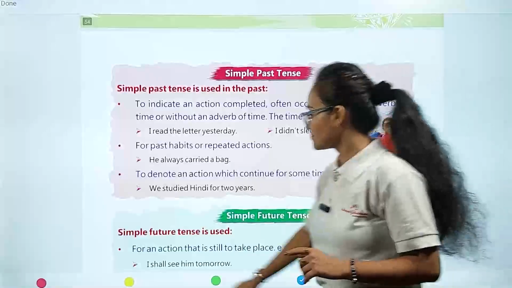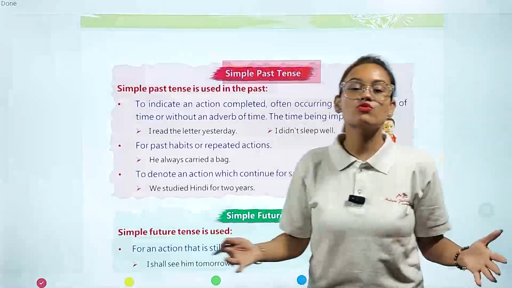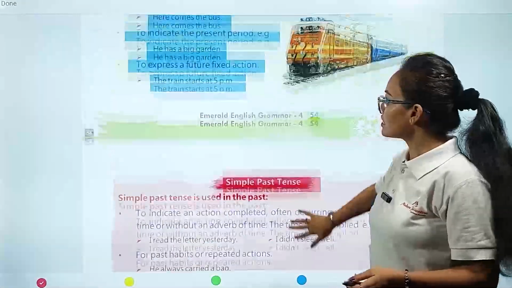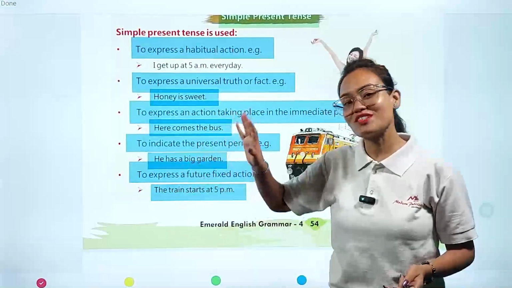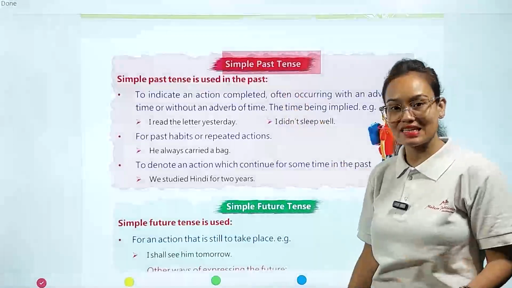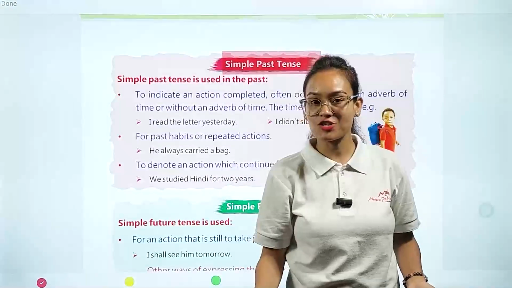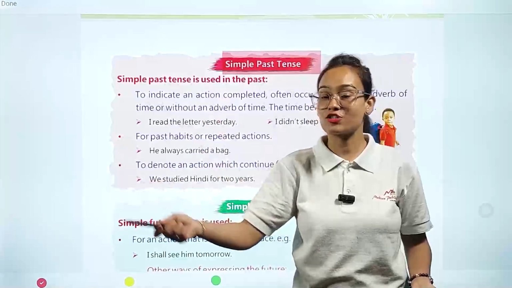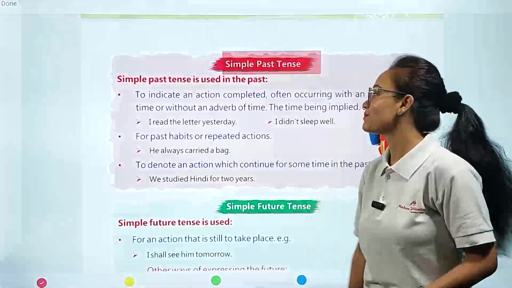Now the second one, simple past tense. Earlier we saw when we use simple present tense. Now we are going to see when we use simple past tense. Here, my dear student, the action is already performed. We are not performing the action, nor are we going to perform any action. Here the action is already performed. But when it is performed, let's see.